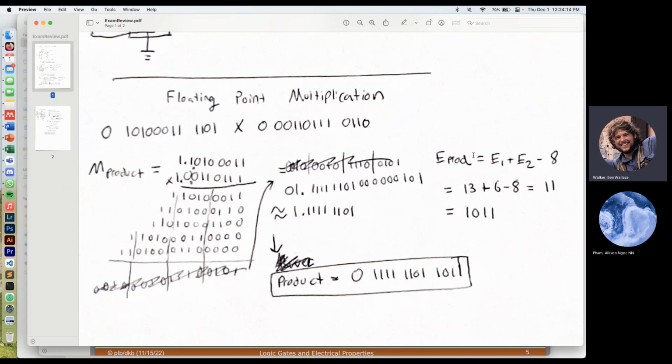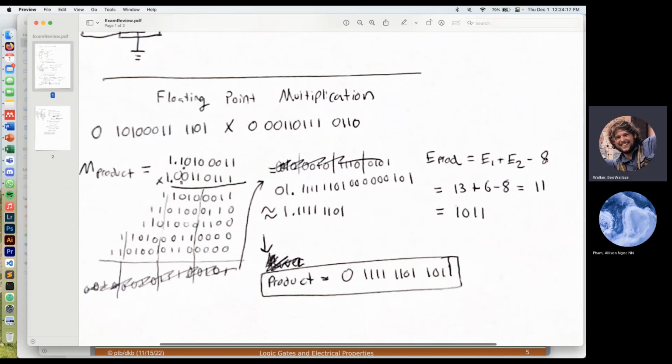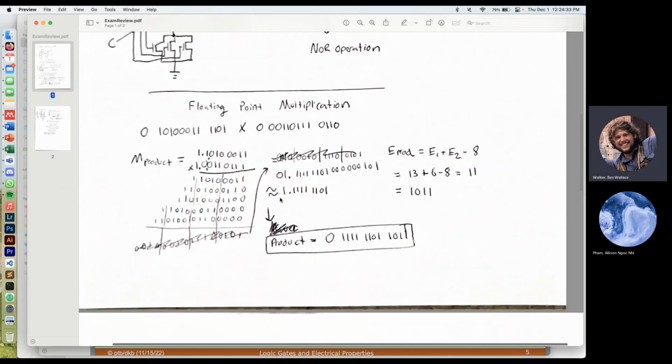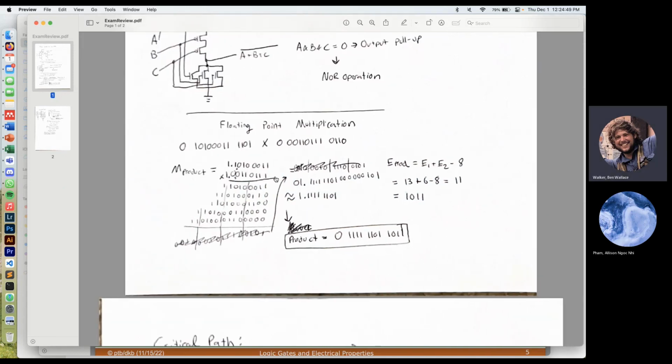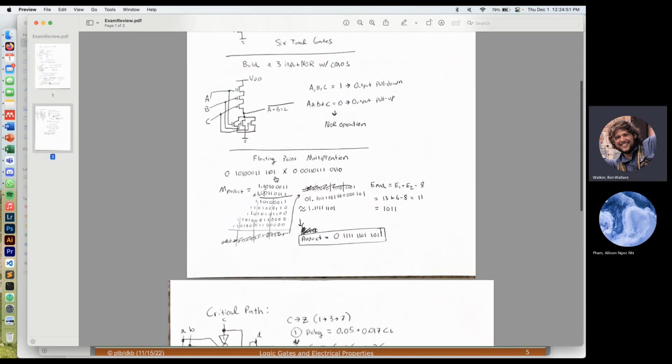To get the exponent, all we have to do is add them together and subtract 8. So this number is a binary 13, and this is a binary 6. 13 plus 6 is 19, minus 8 is 11. 11 in binary is 1011. For the product, we keep the sign bit the same. We take just these 8 bits with the implied 1 for our mantissa, which go right here. And finally, we have 1011, which is our 11 for the exponent. That's how you multiply them together. That's all the information I've got.